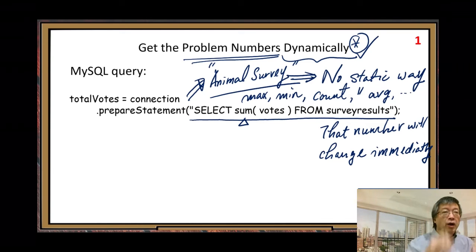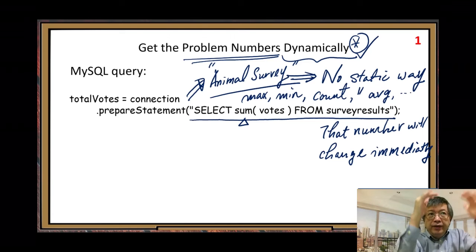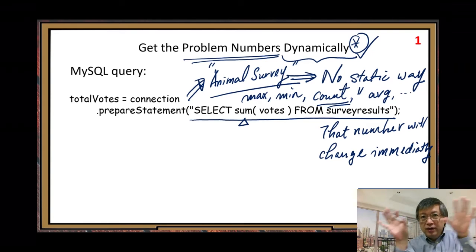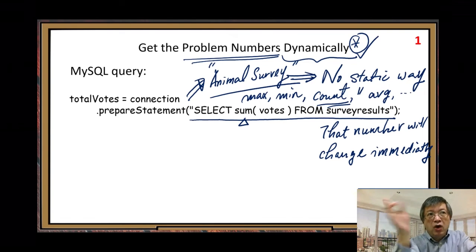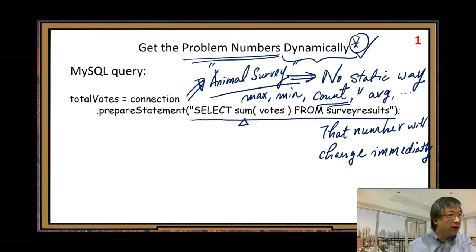But here we do not use the sum function. We want to count the number of total problems in that table. So the aggregate function we should use is count. We change the aggregate function from sum to count. Then the other parts we need to change accordingly, so then we will get the correct query.